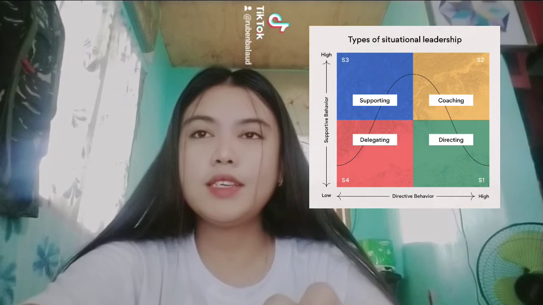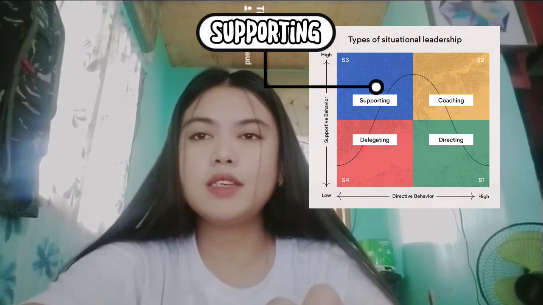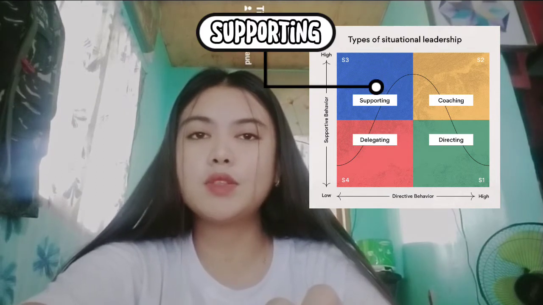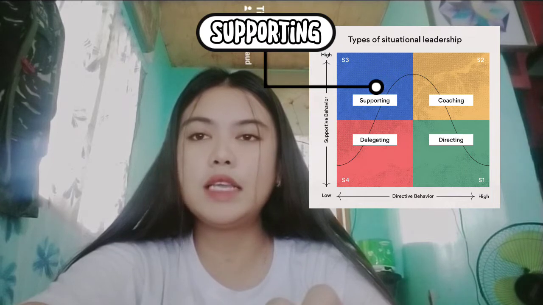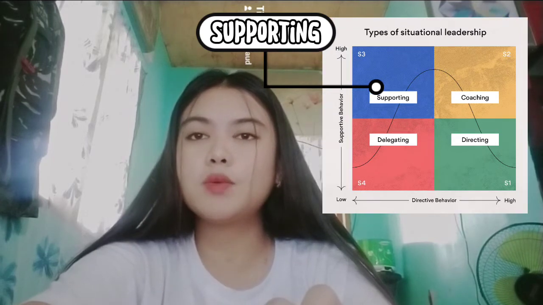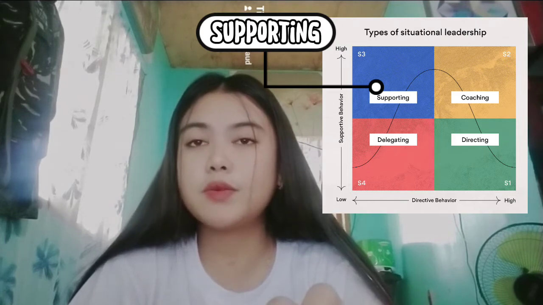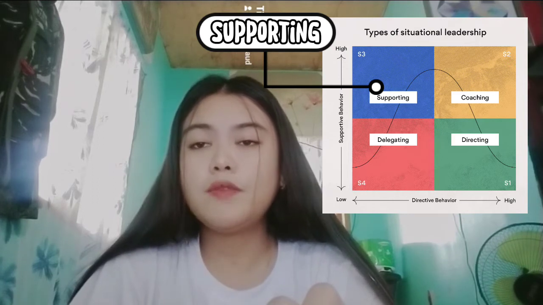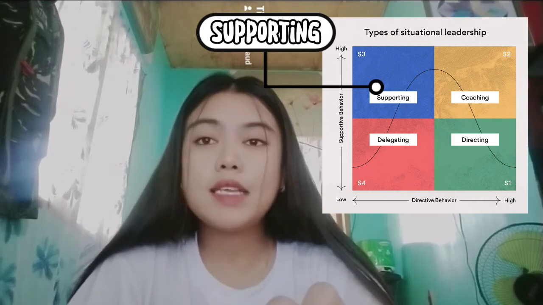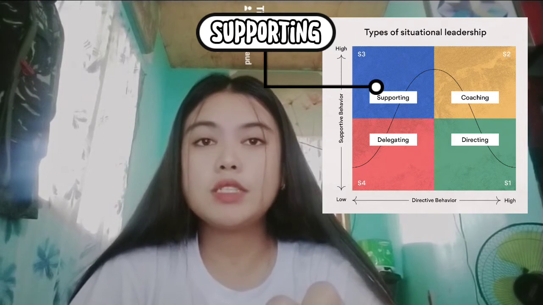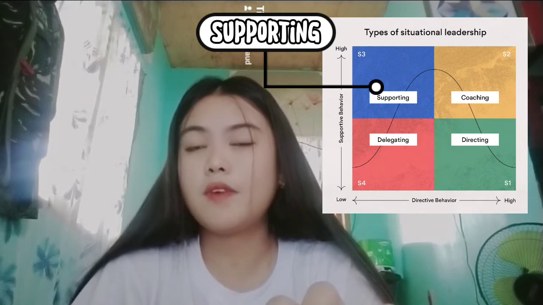Third is supporting. Style 3 is the supporting situational leadership style, also known as participating or facilitating. This style differs from styles 1 and 2 because it is high in supportive behavior and low on directive behavior, making it team member driven. Use this leadership style if your team member has the skills necessary to complete the task at hand but lacks the confidence or motivation to do it successfully. As a leader, you can ask open-ended questions, determine the issue, and help find a solution.